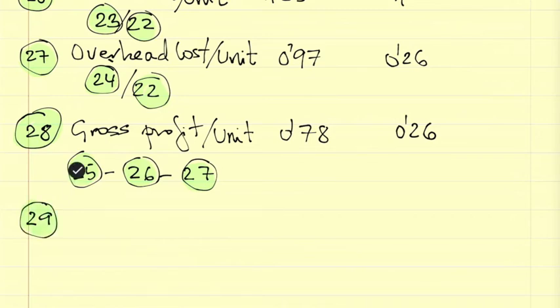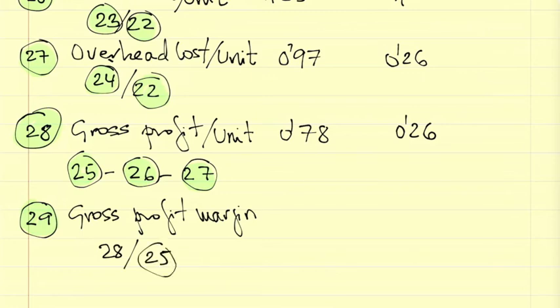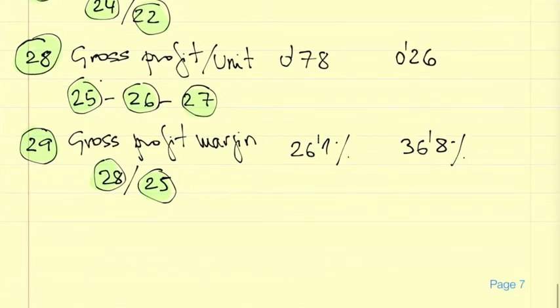So our gross profit margin is 28 divided by 25. The percentage of the revenue is 26.1% and 36.8%. Okay. Are you cool with this? Any questions?